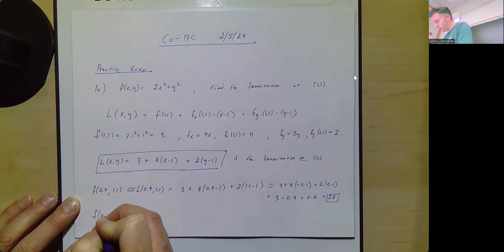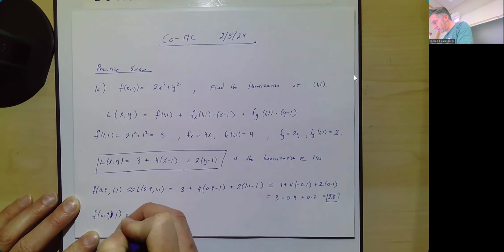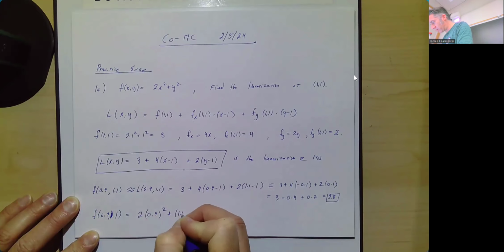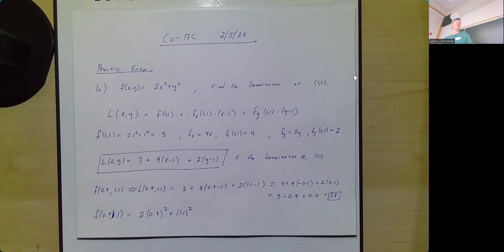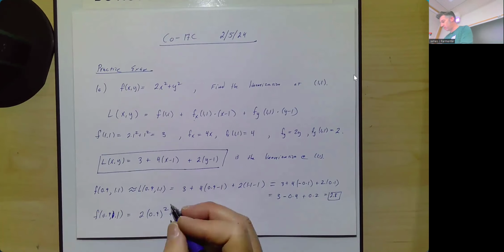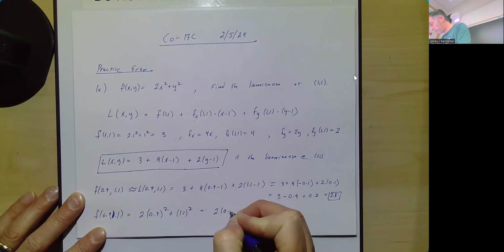So f of 0.9 comma 1.1, sorry about that, is going to be 2 times 0.9 squared plus 1.1 squared. And although you might not know right off the bat what 0.9 squared is, I know you all know what 9 squared is. What's 9 times 9? So 0.9 times 0.9 is 0.81, right? It should be less than 0.9 because you multiply by a number smaller than one. So we've got 2 times 0.81.